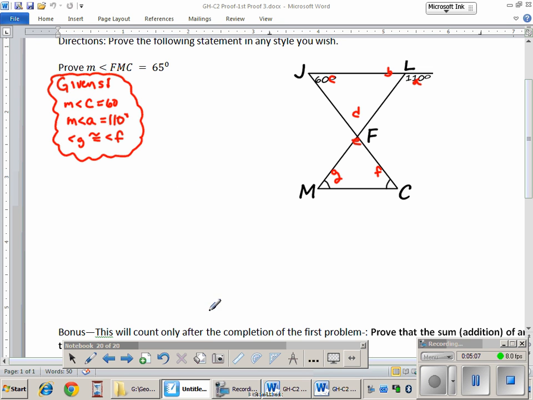So now let's take this in chapters. This is my very first one. I said this is where I was going to start. I needed to get angle B to be 70 degrees. I was going to do that by linear pairs.